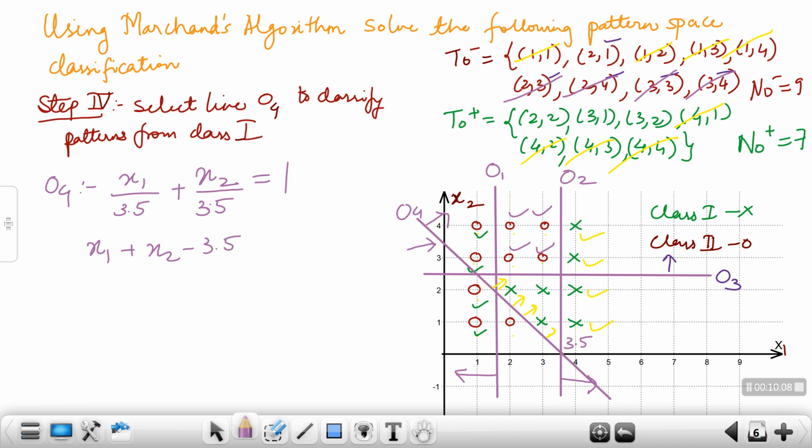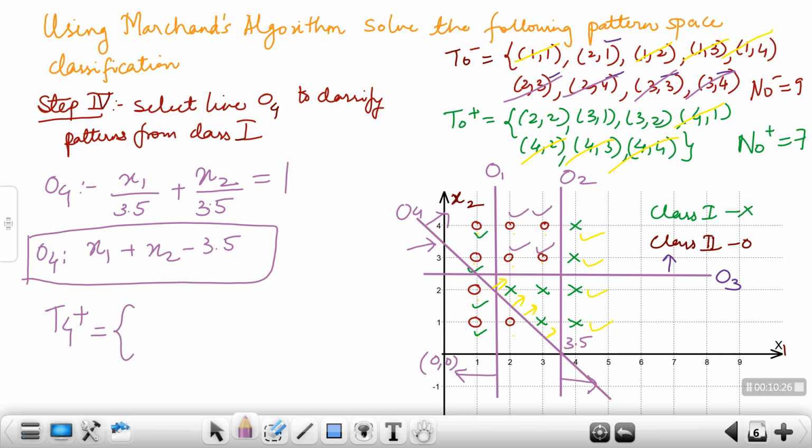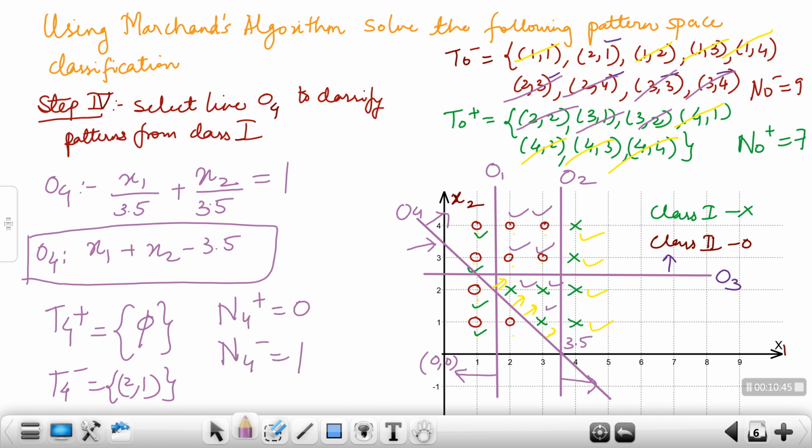Now 0, 0 is not lying in this region. So when you substitute 0, 0 here, it is negative. So it is correct. The equation is correct. You need not change the sign of the equation. So now this particular step T4 plus is nothing but empty, because these 3 points which were left are getting classified. So it is a null set, and T4 minus has got one pattern (2, 1). So N4 plus is equal to 0 and N4 minus is equal to 1.